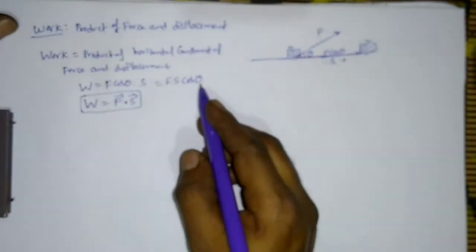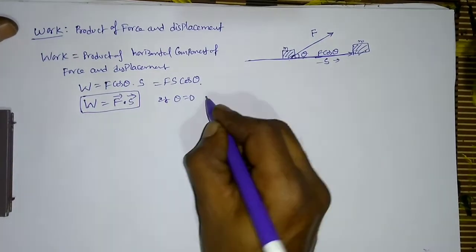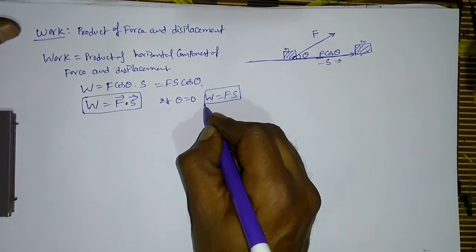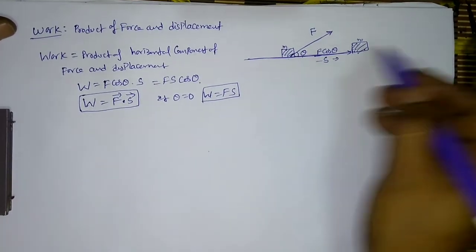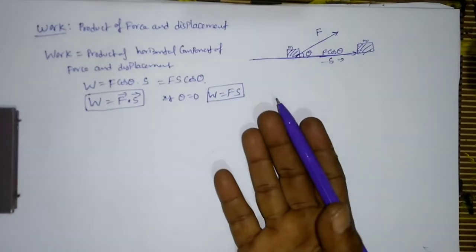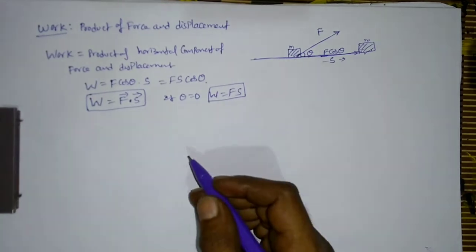Here, if theta is equal to 0, work is simply Fs, which means the force is also in the horizontal direction. If theta is equal to 90 degrees, then the work done is 0. This is about the work concept.